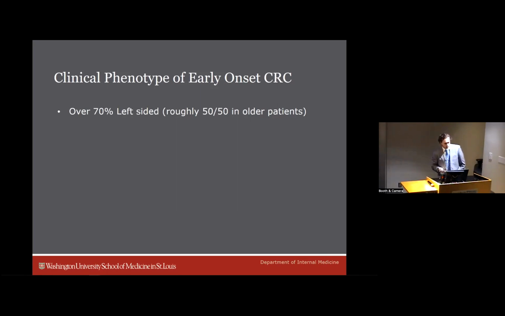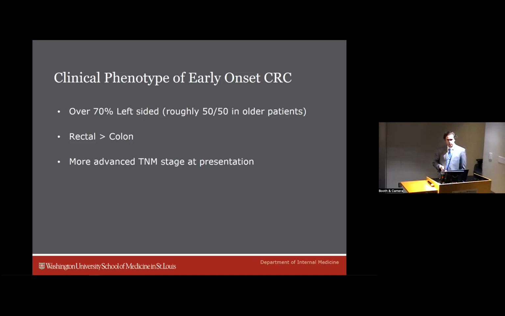So it has a predilection for the left side of the colon and the rectum. So about 70% will be left-sided disease, so rectal cancer or distal colon cancer, compared to a pretty even split amongst distal and proximal disease in late onset patients. And there really is a predilection for the rectum, even beyond the distal colon. So the greatest increases that we've seen are in rectal cancer specifically.